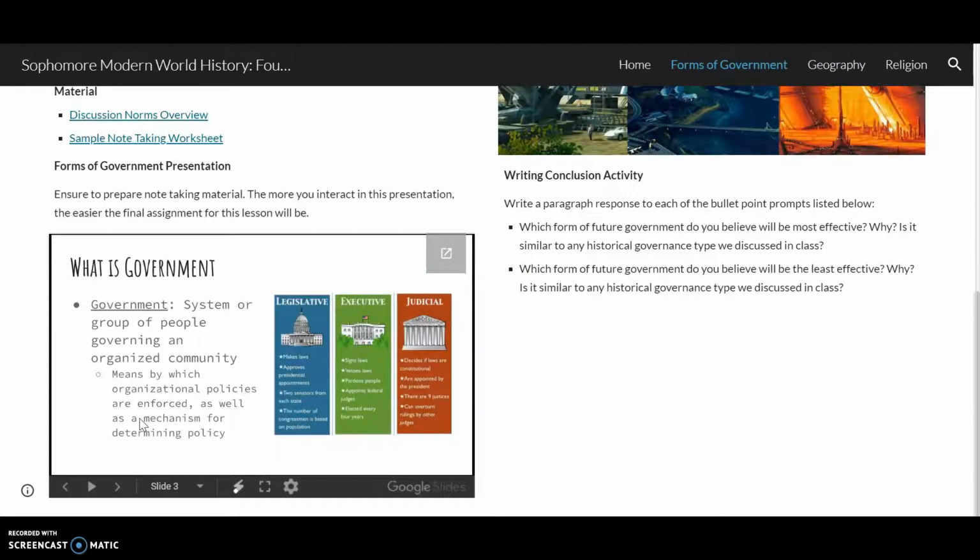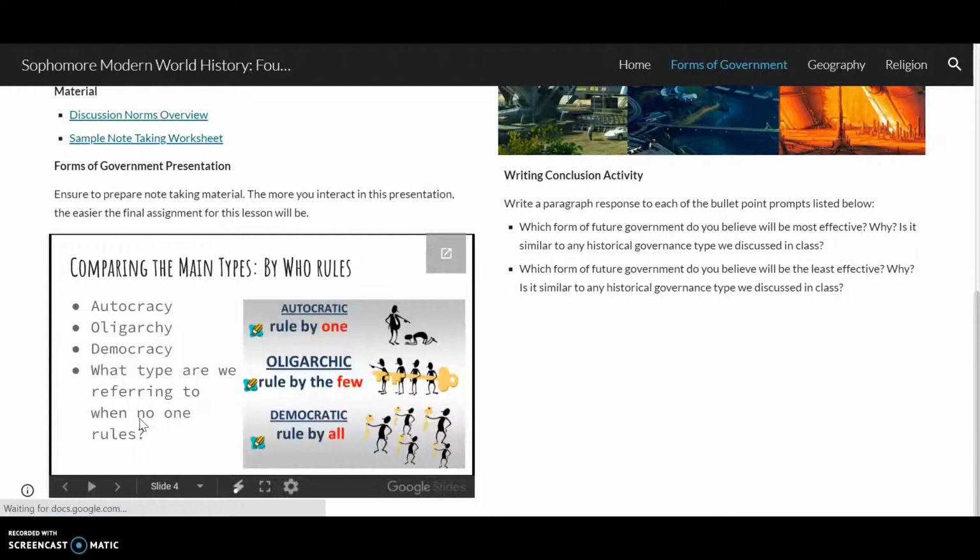Okay, so first I define government. I'm not going to go on this one that long because you guys know what government is. And then I showed them comparing the main types. I had a little graphic, so I wouldn't read off the slide that much. And I had a little fun question. They all got it. Anarchy was the little fun question that we had.